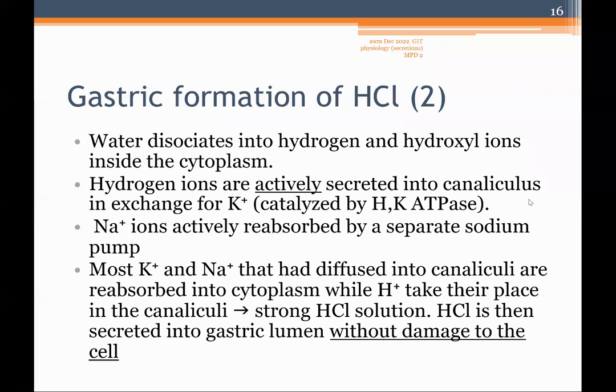So the positive ions, the potassium and the sodium, will move out, and then they'll be taken back into the cytoplasm. But the hydrogen ions, once they cross over into the canalicular space, will not be reabsorbed. So what will happen over time is you're going to get a strong hydrochloric solution in that canalicular space. The hydrochloric acid is then secreted into the gastric lumen, and it will pass out of the cell without damage to the cell or the cytoplasm or the organelles of that particular cell.